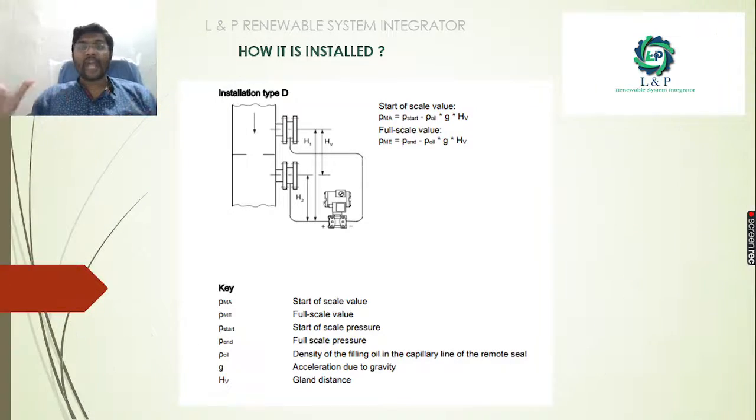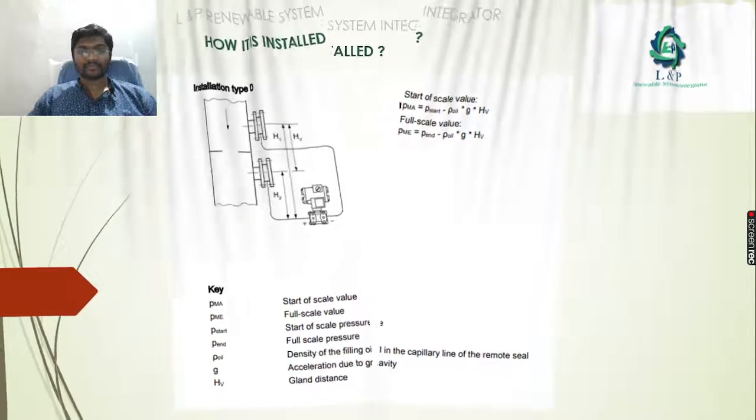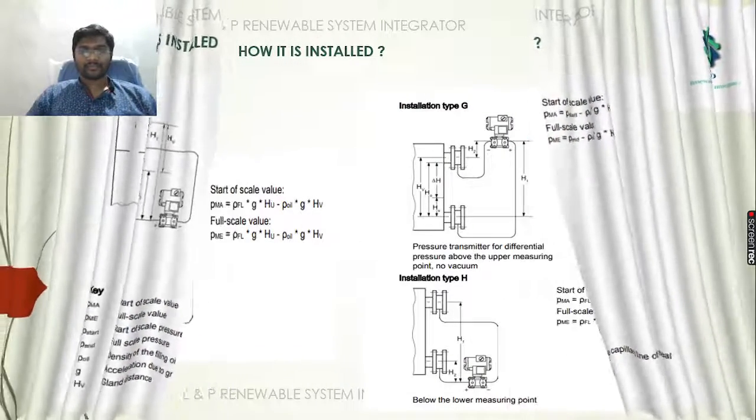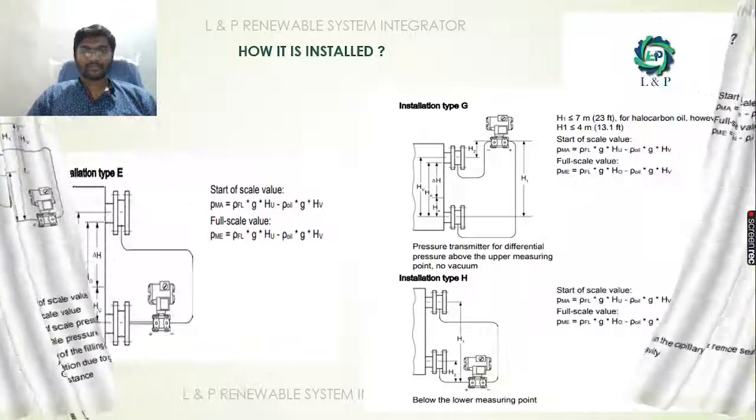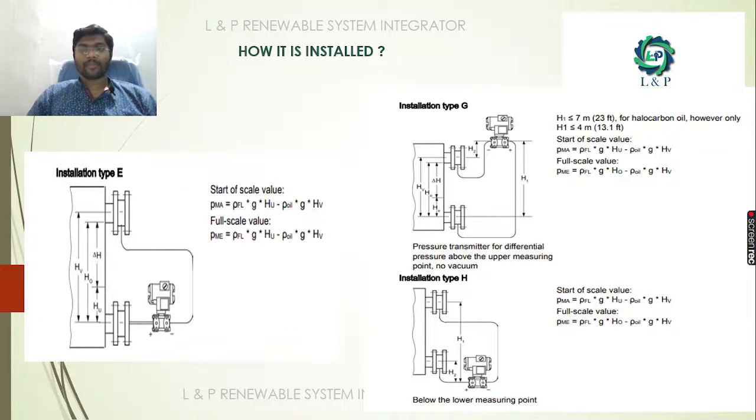And if you have two flanges, and you plan to install below the lowest flange, you can use this method. And if you plan to install below the lowest measuring point, you can use this method. For that, we have a different formula. You can use this formula and easily find out the things that you need.